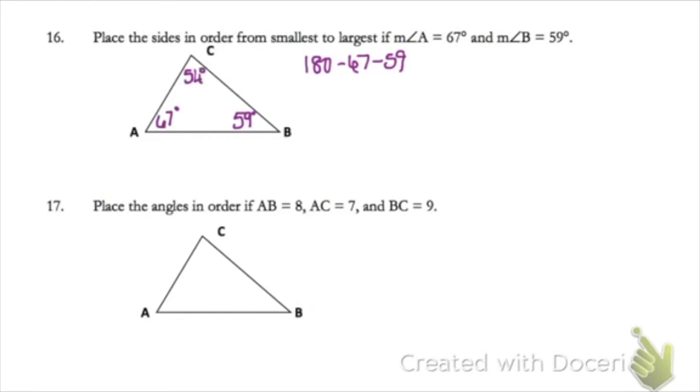Now, remember, the longest side is always opposite the biggest angle. So, my biggest angle in this is here, so side CB is going to be my longest side. Then my next largest side would be opposite angle B, which is going to be side AC.